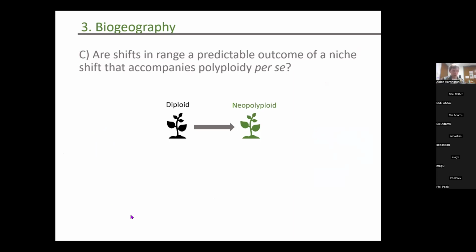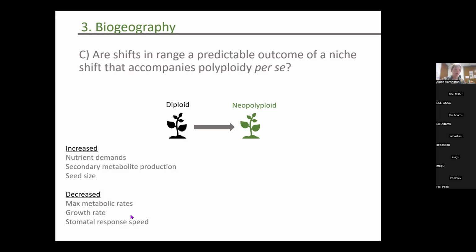Okay, so the last part of this is whether or not our shifts in range are a predictable outcome of niche shifts that accompany polyploidy per se. So I already mentioned that it's pretty clear that there's not really strong evidence for polyploids having larger ranges in Clarkia, but they do have different ranges. And so what is underlying these differences in their range compared to diploids? So again, when diploids transition to neopolyploids, there are these cell size effects driven by polyploidy per se. Some of these include things like increased nutrient demands, increased secondary metabolite production, increased seed size, decreased max metabolic rates, decreased growth rate, et cetera.